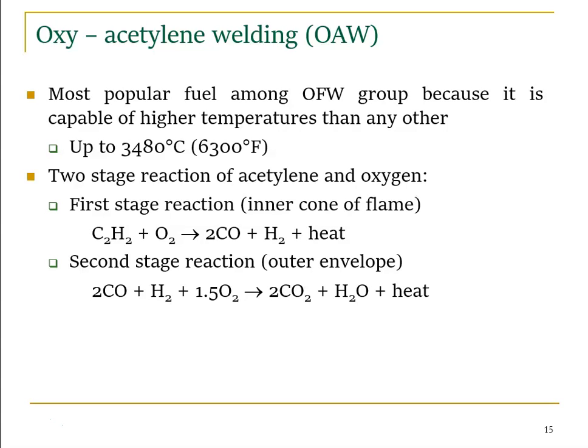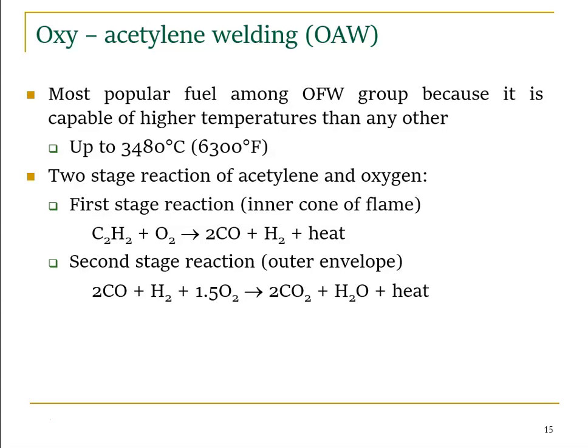Now the reaction, how the temperature is produced. The heat is produced in two stages. The first stage reaction takes place in the inner cone of the flame. C2H2, acetylene, plus O2, oxygen, are combined or mixed. It will make 2CO, where CO stands for carbon monoxide, and hydrogen, plus heat. So here one type of heat is produced.